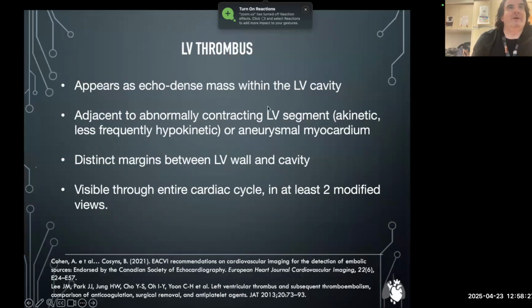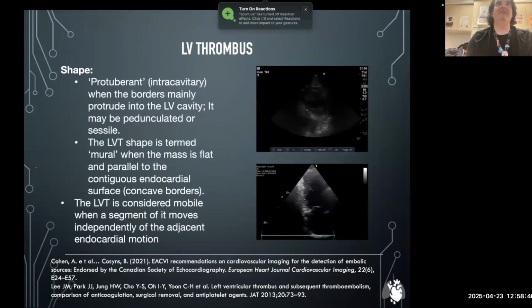So other things, obviously an echodense mass next to a dysfunctional segment. If it's not, there's a problem. That would be very unusual. Maybe you're confusing a papillary muscle. Just kidding. But usually they should be next to an abnormally functioning wall. If it's not, then there would be a concern for something else. Usually there's a distinct margin between the LV wall and the cavity.